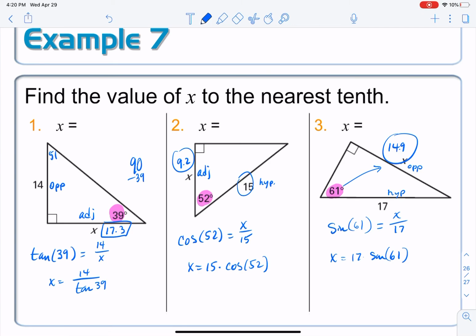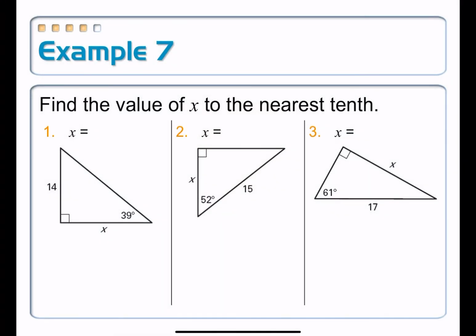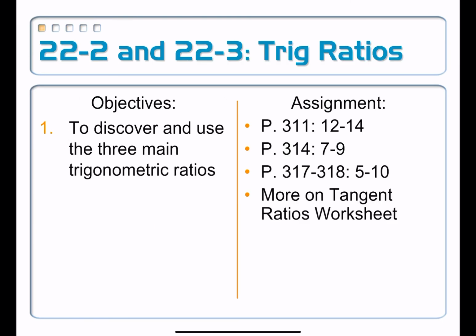All right, that's it. That is going to conclude our lesson here on trig ratios. We were able to discover and use the 3 main trig ratios. And those 3 trig ratios are sine, which is the opposite side over the hypotenuse, cosine, which is adjacent over hypotenuse, and the tangent ratio, which is the opposite over the adjacent.